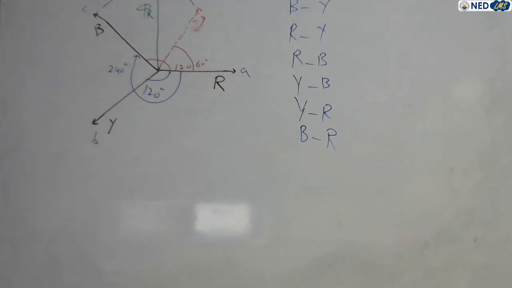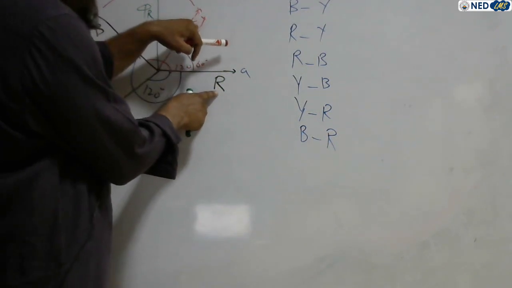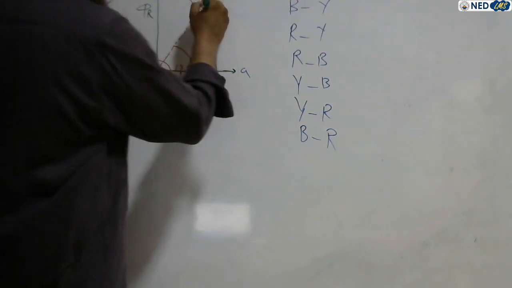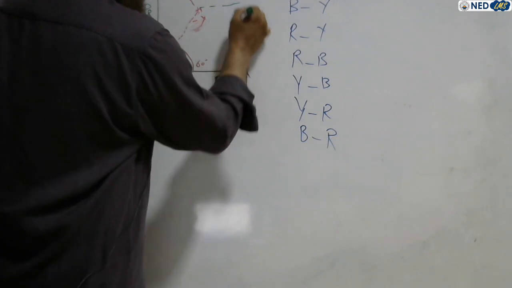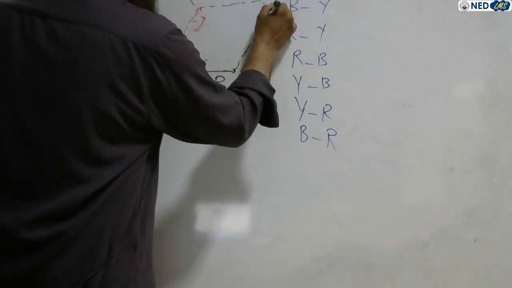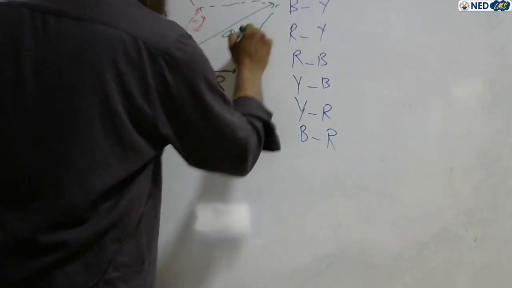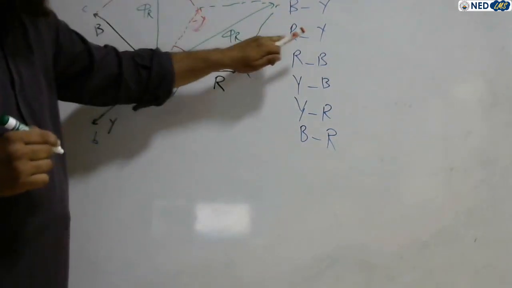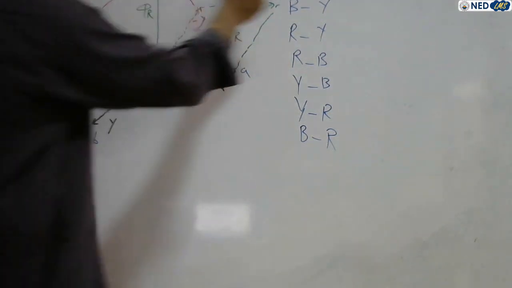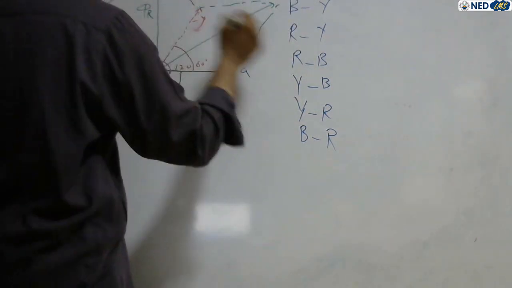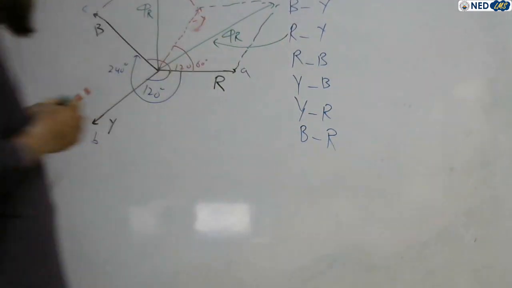The second case is red minus yellow. You have to add this positive red with this negative yellow, right? Add up these two and you will get your rotating phasor. You will get the resultant vector for red and minus yellow over here.